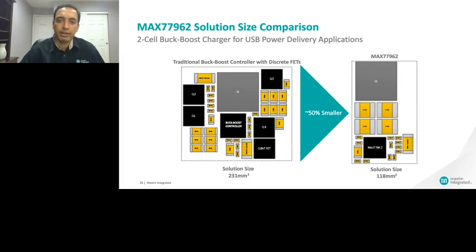And just to illustrate the size advantage when you look at the fully integrated solution, such as the Max 77962. On the left is more of a traditional buck boost architecture, which is a buck boost controller with external FETs. With the Max 77962, you can shrink the solution size by up to half with all the FETs integrated, and a very, very high performance small solution size.